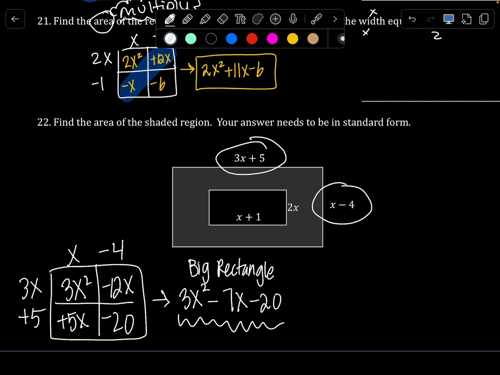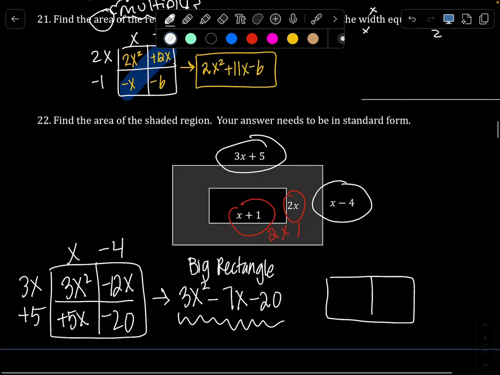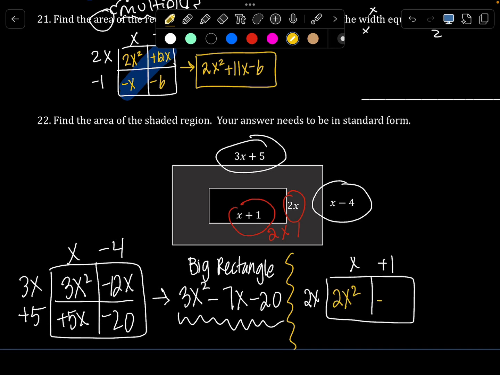What about the smaller rectangle? Well, let's see. I have 2x, so a 2 by 1 or 1 by 2. Since it's a 1 by 2, I'm going to go like this. I'm going to put x plus 1 here and 2x here. 2x squared plus 2x. And therefore, we get this little guy.